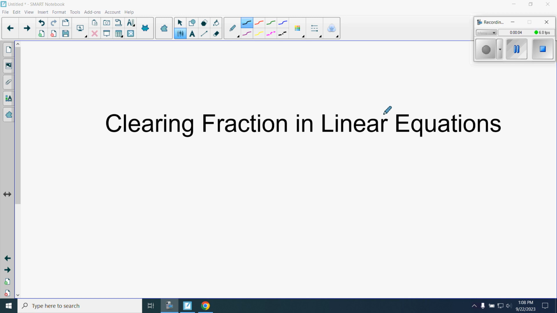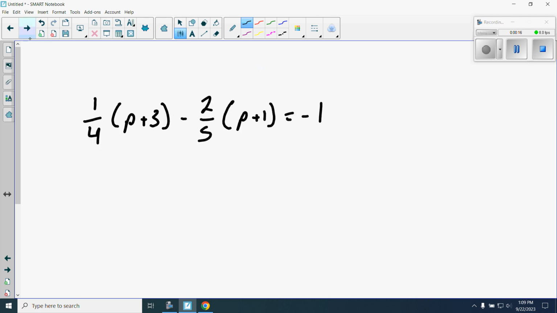All right, so I wanted to show a couple examples here of how to clear fractions while we're working equations or linear equations. And the key word here is linear, right? So I've got another example we're going to work through. And here it is. I've got 1/4 times the quantity of p plus 3 minus 2/5 times the quantity of p plus 1 is equal to -1.